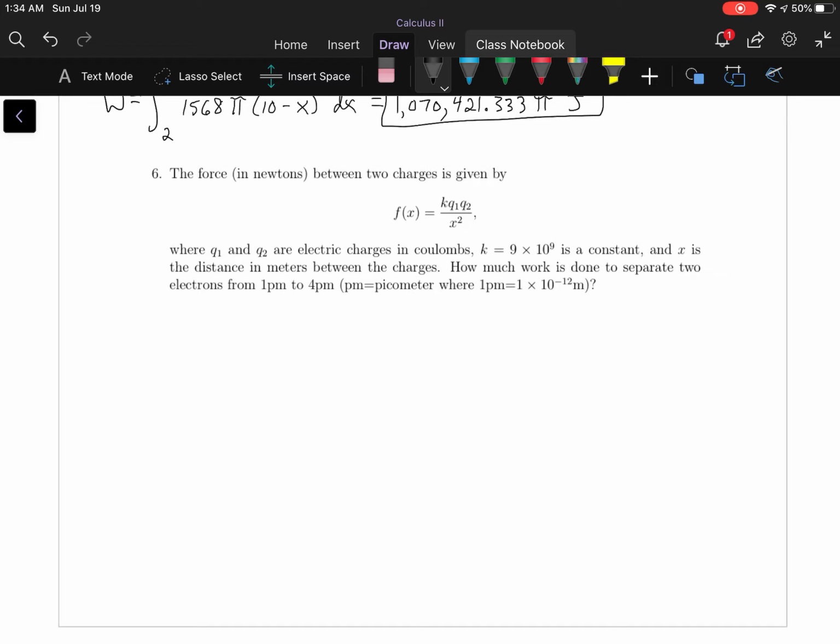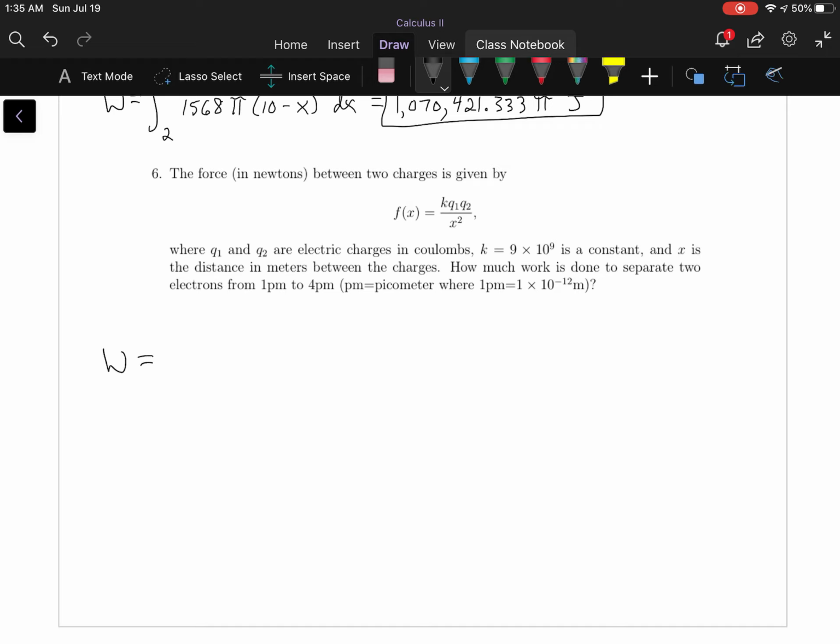Which brings us to our last example, and this is the force in newtons between two charges is given by this f of x function, where Q1, Q2 are electric charges in coulombs. K is 9 times 10 to the 9th as a constant, and x is the distance in meters between the charges. We want to know how much work is done to separate two electrons from 1 picometer to 4 picometers.